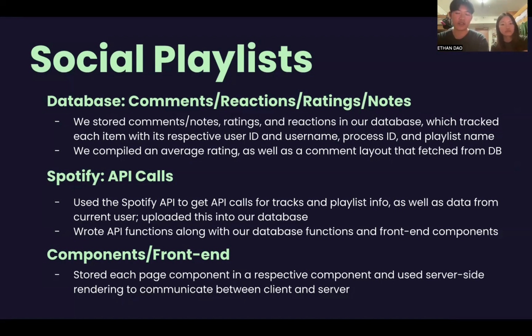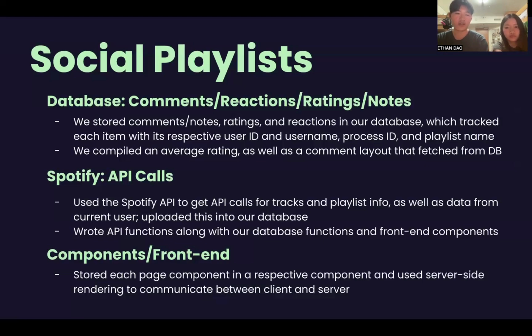For our database, we use this for the comments, reactions, ratings, and notes. We stored comments, notes, ratings, and reactions in our database, which tracked each item with its respective user ID and username, as well as a process ID and a playlist name. And we compiled an average rating as well as a comment layout that fetched from the database. For each of these items, the database schema looked a little bit different depending on what we needed to fetch from the database. But generally, for all of them, it mapped each feature to its specific playlist so that when that specific playlist was loaded up or routed from the playlist page, it would have the reactions, the ratings, the comments, everything ready to view.